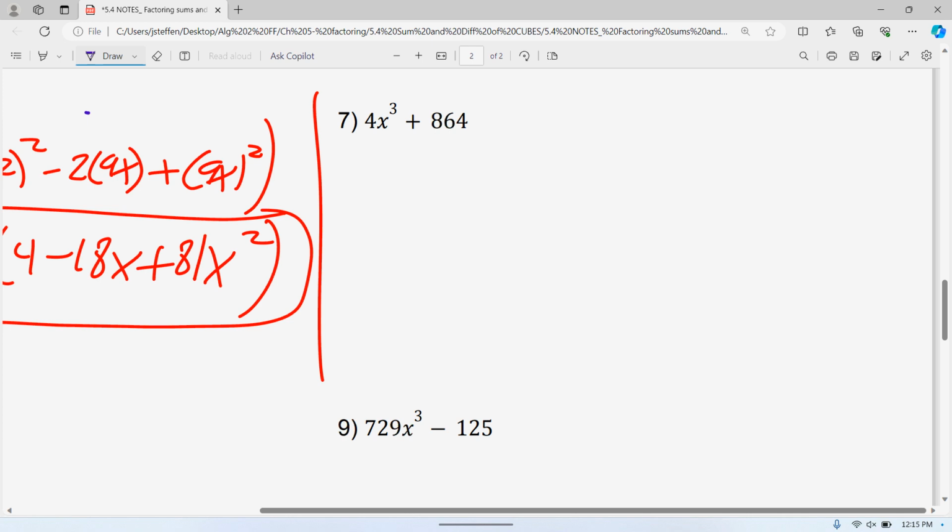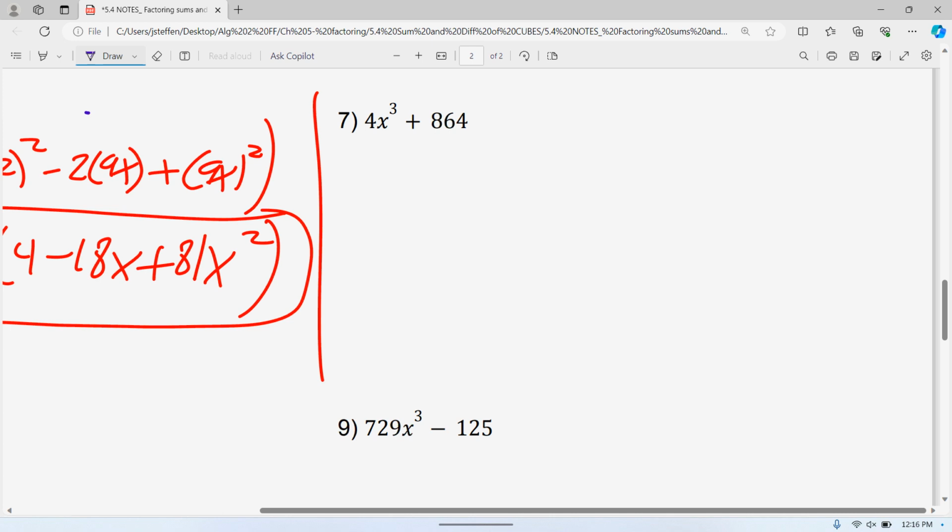So the next one, now I will give you a heads up. This is not going to be on the test. It maybe is going to be extra credit. I don't know. Haven't decided yet. But 4 is not a perfect third. There's no number to the third power that's 4. So this one you need to factor a greatest common factor.